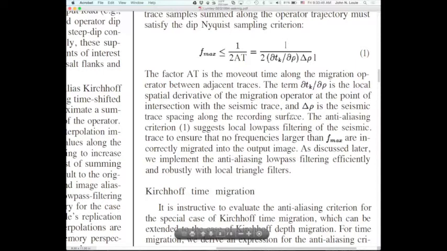Okay, so the local spatial derivative of the migration operator at the point of intersection with the seismic trace, delta rho, is the seismic trace spacing along the recording surface. And he uses rho here because he wants to make this general. The spacing is in any direction, right? So rho is kind of like a radius, okay.